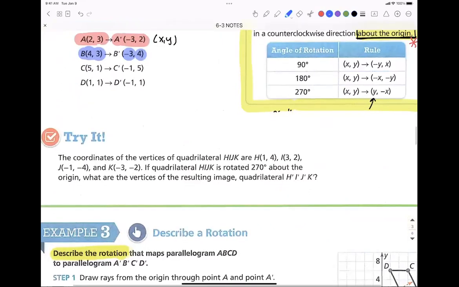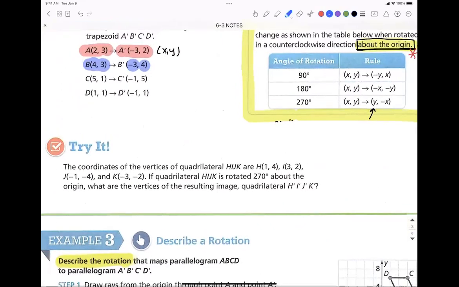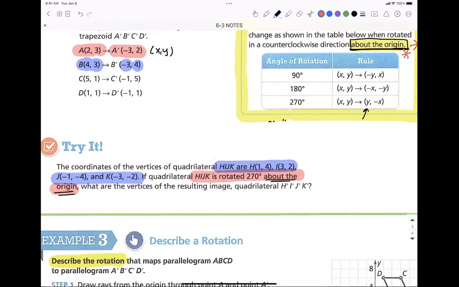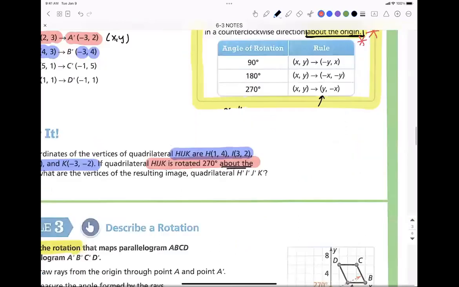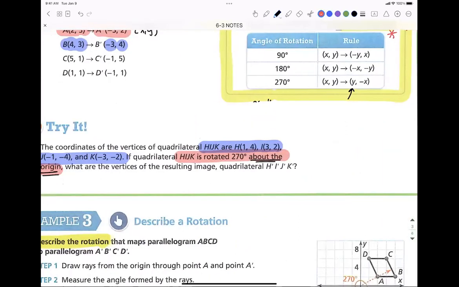So under this try it, we're going to use this rule. It says the coordinates of the vertices of quadrilateral HIJK are, and then they list them. That's the first bit of information we need. Here are the original coordinates. Then it says, if the quadrilateral HIJK is rotated 270 degrees about the origin, vital information, right? It's going about the origin, which means we can use our shortcut box. What are the vertices?